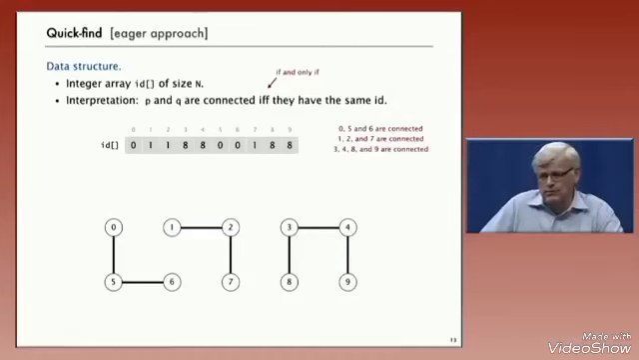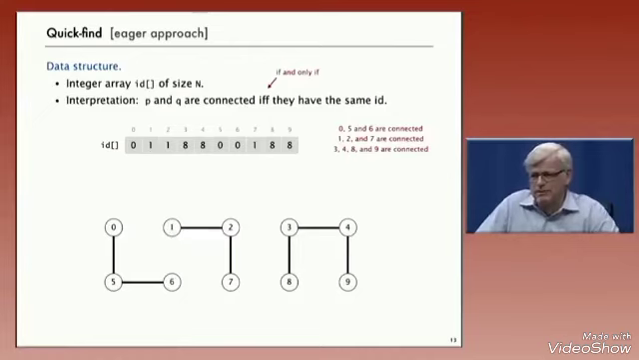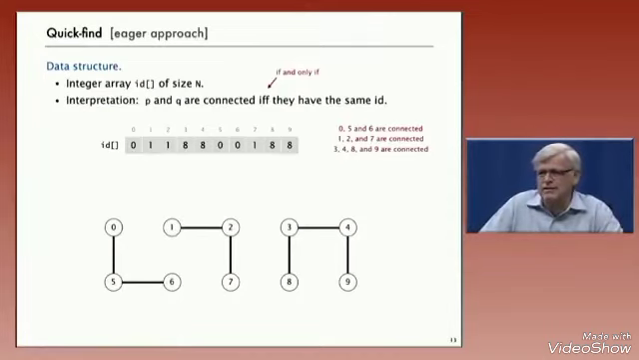Now we'll look at our first implementation of an algorithm for solving the dynamic connectivity problem called quick find. This is a so-called eager algorithm for solving the connectivity problem. The data structure that we're going to use to support the algorithm is simply an integer array indexed by object. The interpretation is that two objects, P and Q, are connected if and only if their entries in the array are the same.